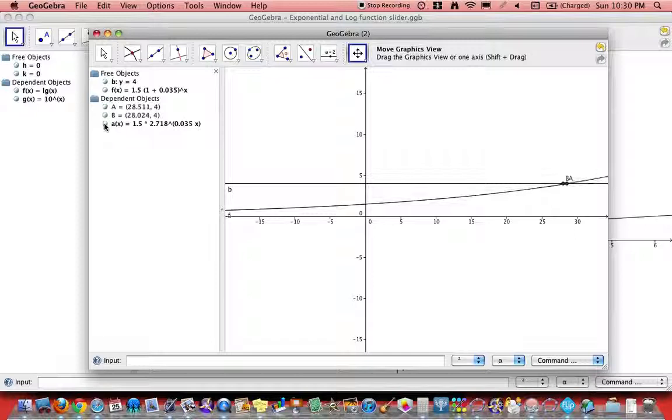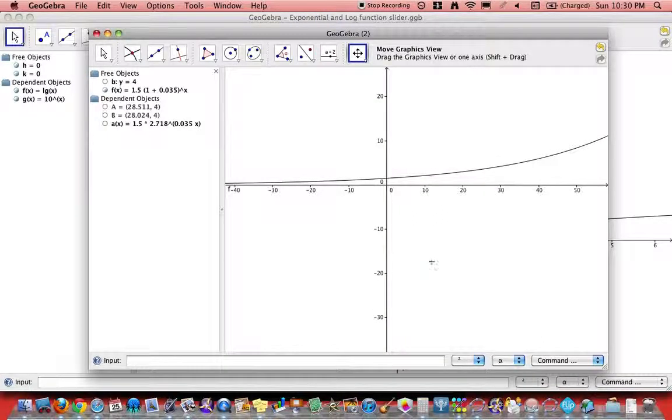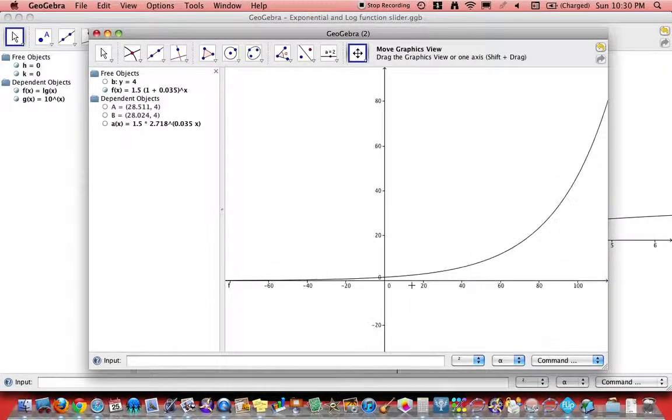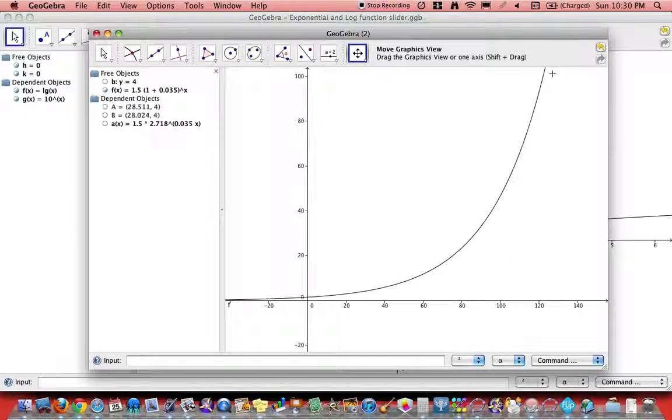Let's take this one out. Okay, this is our original population graph. y equals f of x equals 1.5 times 1 plus 0.035 raised to the x power, and you can see as you zoom out that this thing will spike just like any other exponential function. As time goes on, that thing will start growing faster and faster. Even though it's only 3.5% per year, it's going to get up there quickly.